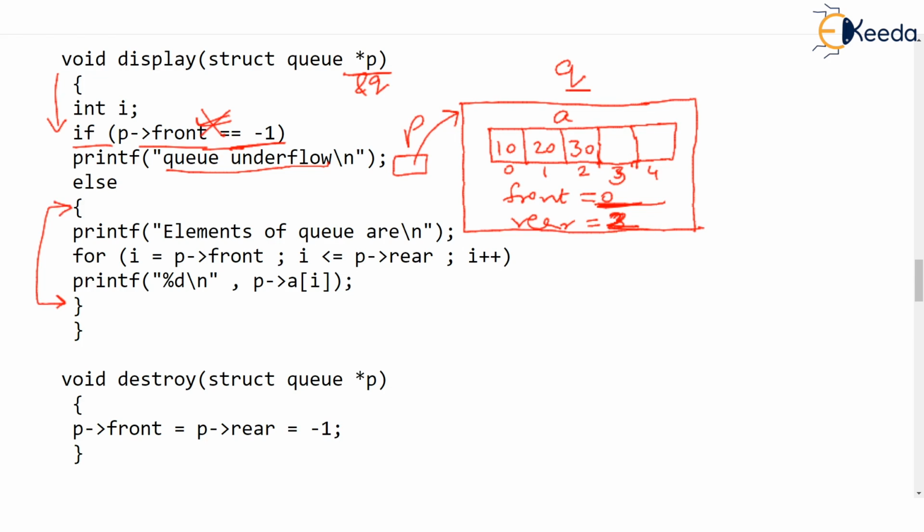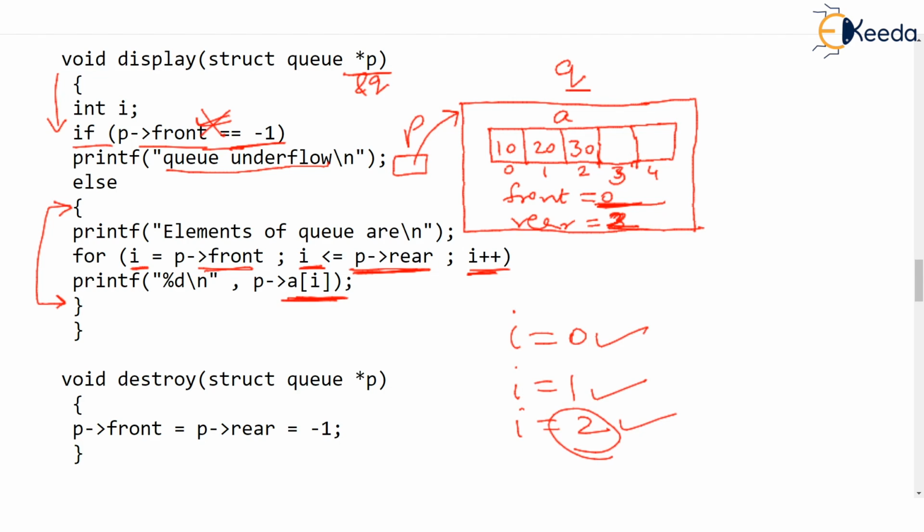Now it's a simple job for a for loop where a counter I is started with P arrow front. So obviously I will be 0 because P arrow front is 0. Each time the loop repeats, I plus plus is done. So next time I will be 1, next time I will be 2. The loop takes I up to P arrow rear, and notice P arrow rear is exactly 2. So in this example, we'll repeat for I equal to 0, 1, 2, and each of those elements is displayed. First time A of I means A0 because I is 0, next time it is A1, next time it is A2. So all these values 10, 20, 30 will be displayed.